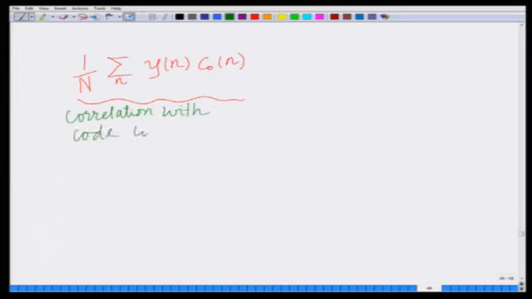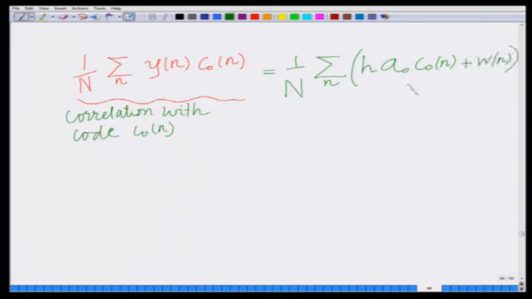with code c0[n], and this is equal to, now I will substitute the expression for y[n], and this is equal to summation over n. y[n] is h times x[n], which is h times a0 c0[n] plus w[n], multiplied by c0[n].